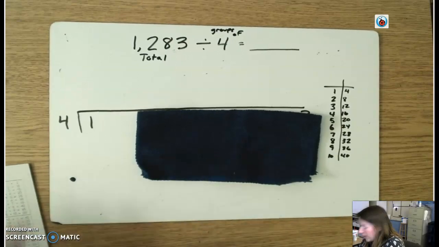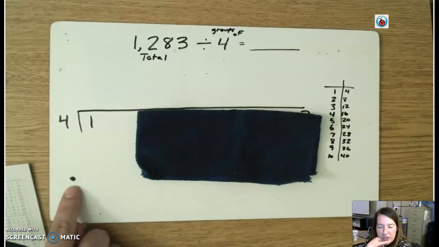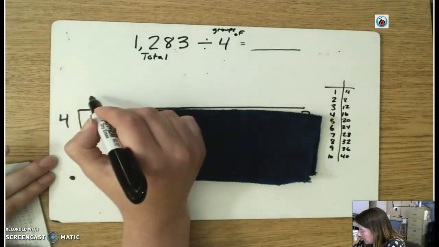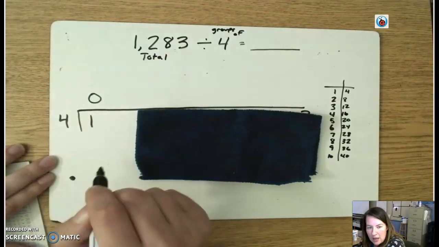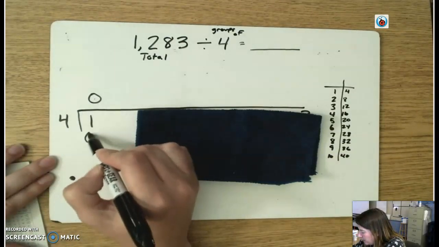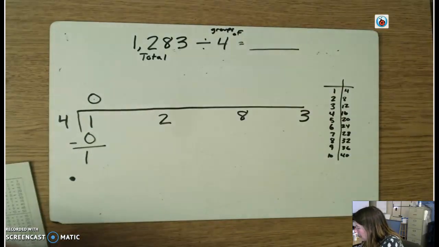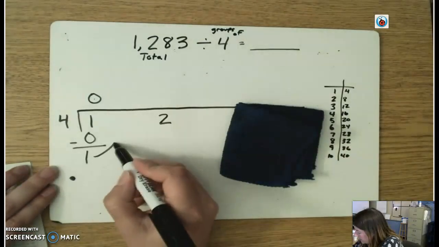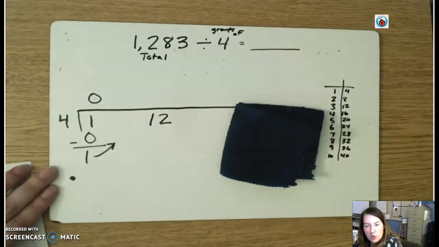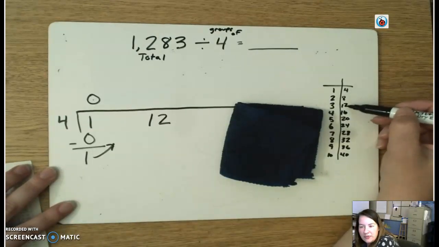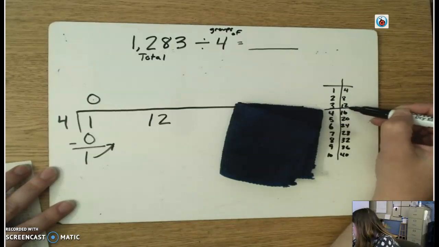If I have 1 piece, can I make a group of 4 with just 1 piece? No, it's just 1 piece, right? I can't make a group of 4. So I can make 0 groups of 4 out of that 1 piece. If I have 0 groups of 4, that would be 0 pieces. So I'm going to take this 1 piece and scoot it over to join with this 2. Now I have 12 pieces. Let's say I have 12 pieces. How many groups of 4 can I make with 12? So here's 12 right here. How many groups is that? That's 3 groups of 4 would be 12.